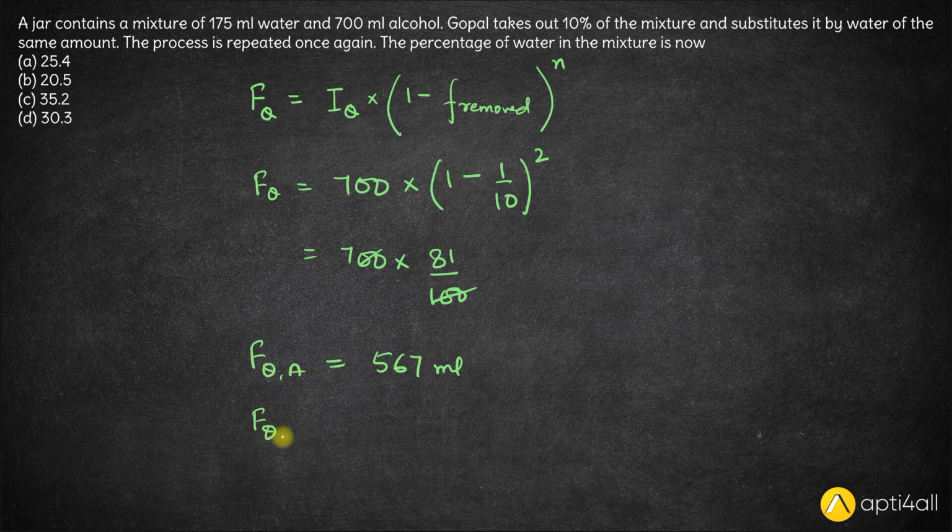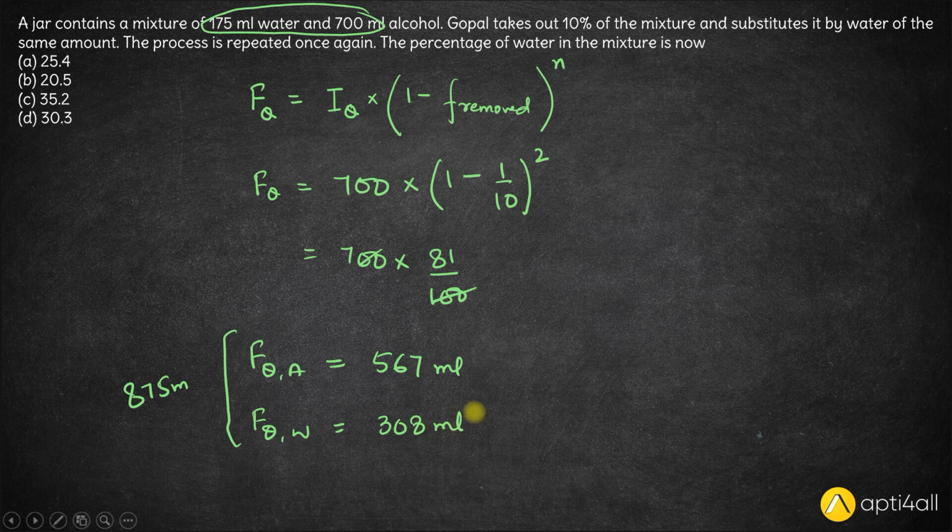So the final quantity of water will be how much? You see, the total quantity of the mixture will remain the same. Initially the total quantity was 875 ml. So the final quantity will also be 875 ml. Hence the quantity of water will be 875 minus 567. So this comes out to be 308 ml. Final quantity of water will be 308 ml.